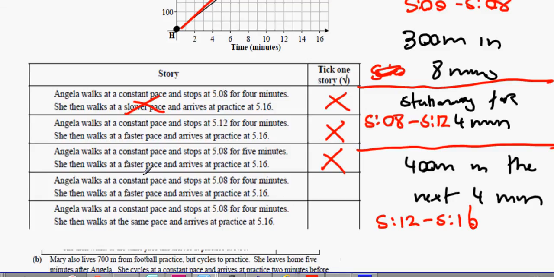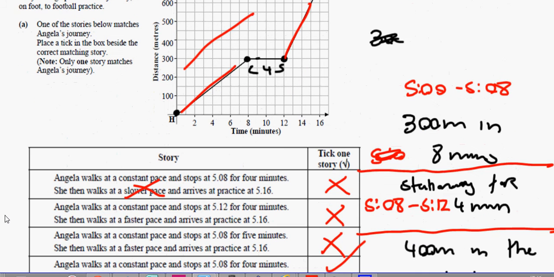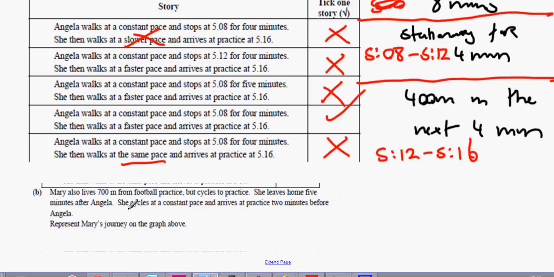Angela walks at a constant pace and stops at 5:08 for 4 minutes. She does that. She then walks at a faster pace and arrives at practice at 5:16. Correct. The last option says she then walks at the same pace. Same pace is incorrect. If it's the same pace, it'll be the same slope. So we've got the correct one there.